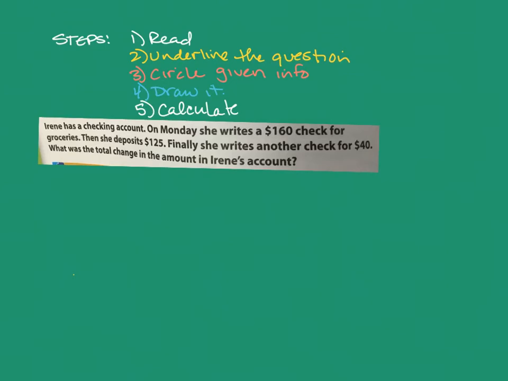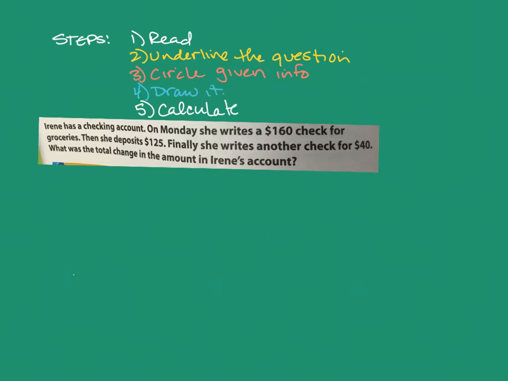Using these steps again. Eventually, hopefully, these steps get stuck in your brain, and this is how you always approach these, and they don't scare us anymore. Irene has a checking account. On Monday, she writes a $160 check for groceries.